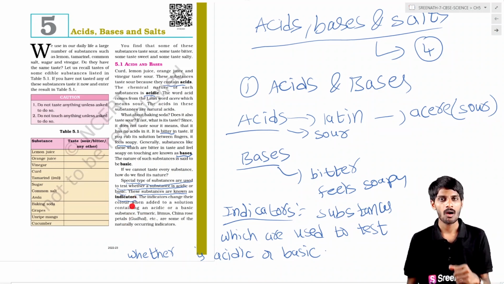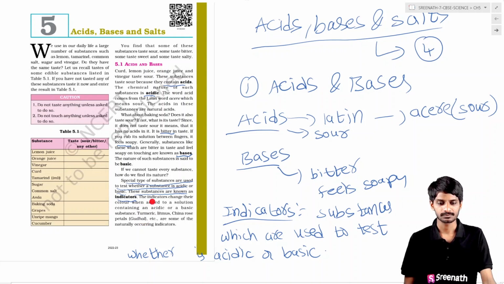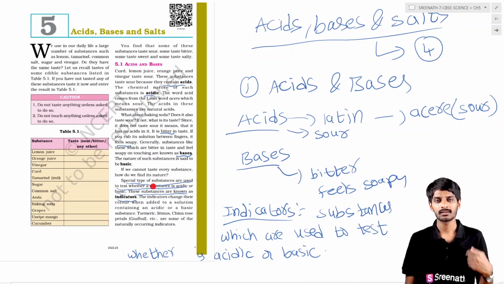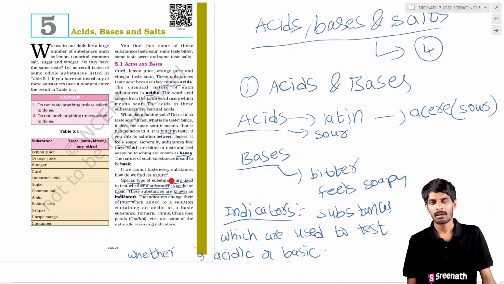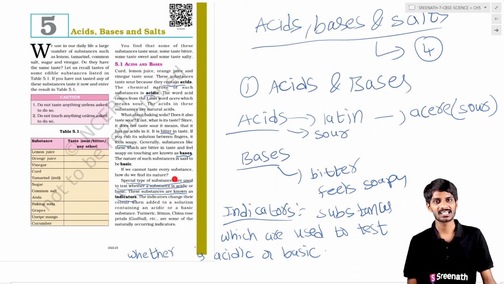Generally we have natural indicators and some chemically prepared indicators also. What will the indicators do? Indicators change their color when added to a solution containing an acidic or basic substance. When a solution that may contain an acidic or basic substance is added to the indicator, the indicator will change its color. By observing the color, we can clearly differentiate between acidic nature and basic nature. So basically, indicators help to differentiate between acidic and basic nature.